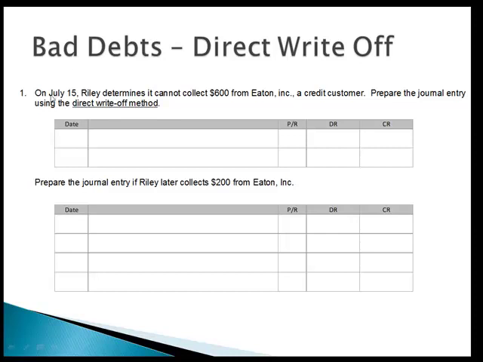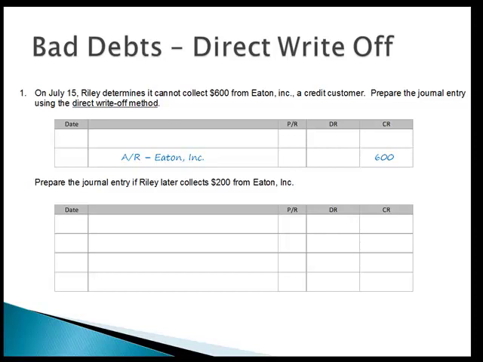So here's an example. On July 15th, Riley determines it cannot collect $600 from Eaton Company, a credit customer. Prepare the journal entry using the direct write-off method. Okay, this is also on your handout. So if you think about accounts receivable, it's got a debit balance. It's an asset. We're expecting to receive the money. However, if we are not going to get that money, we want to write it off. How do we close out an asset account? We credit it. Okay, so AR for Eaton Company, we're going to close out with a credit balance.